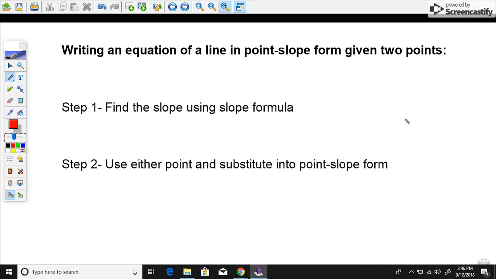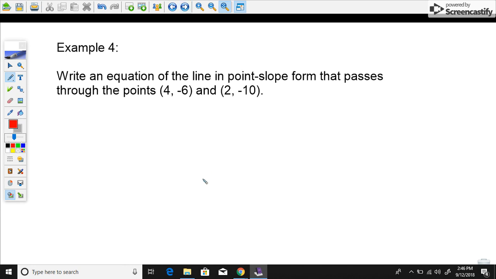Now let's move on to writing an equation in point-slope given 2 points. So we have 2 points. We do not have the slope this time. The first thing we have to do is find that slope, and we're going to use the slope formula, m equals y2 minus y1 over x2 minus x1 to do that. Then step 2 is we can take either of the points we were given and the slope that we found in step 1 and just substitute it into point-slope. Let's look at an example. Write an equation of the line in point-slope form that passes through the points 4, -6 and 2, -2.